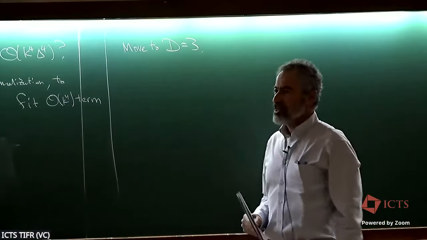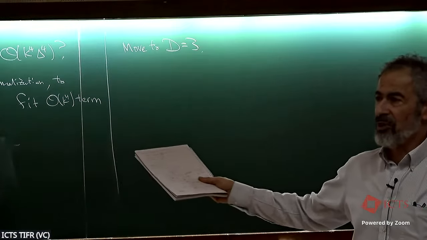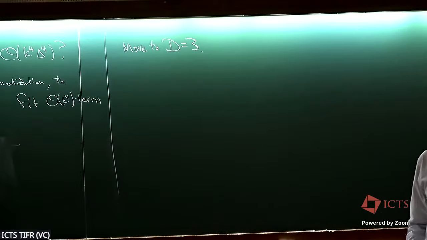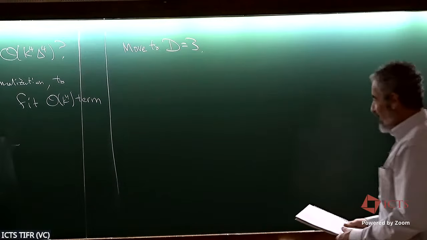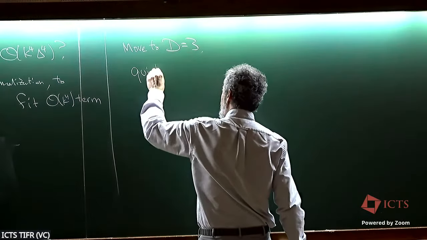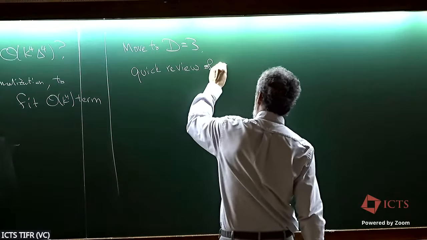Let's go to d equals 3. This will be a similar discussion, but then we're going to use some of the results from the 3D case to start talking about effective field theory for nucleon scattering. So it'll be a real world application. So a quick review of scattering in 3D.